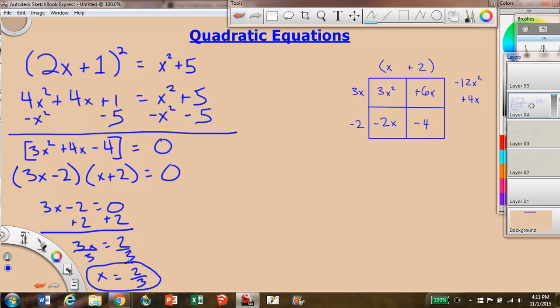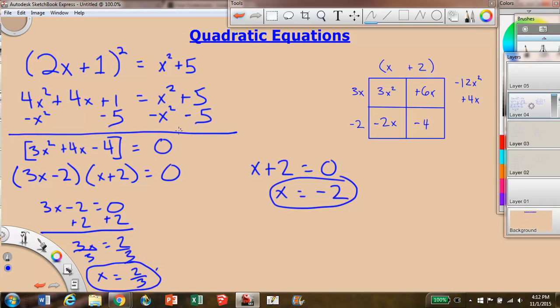Okay, that's one solution. Our second solution comes from our second factor. X plus 2 is equal to 0, so x is equal to -2 by subtracting 2 from both sides. Okay, there are my two solutions. So to recap, whenever we have a quadratic expression like this, or a quadratic equation, we know it's quadratic because of these second powers, the 2 exponent.